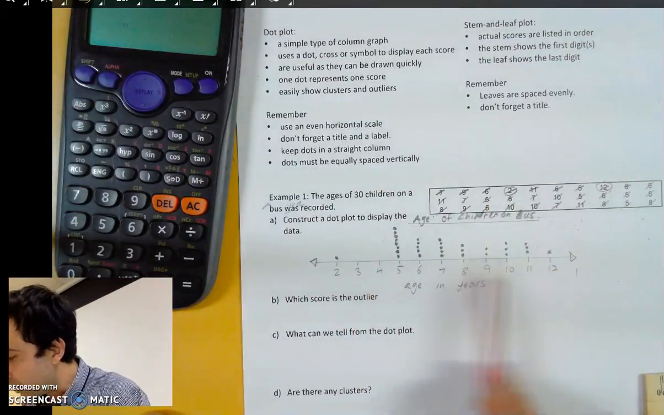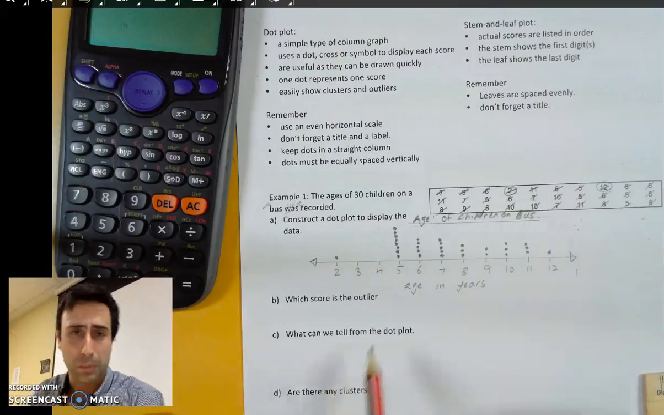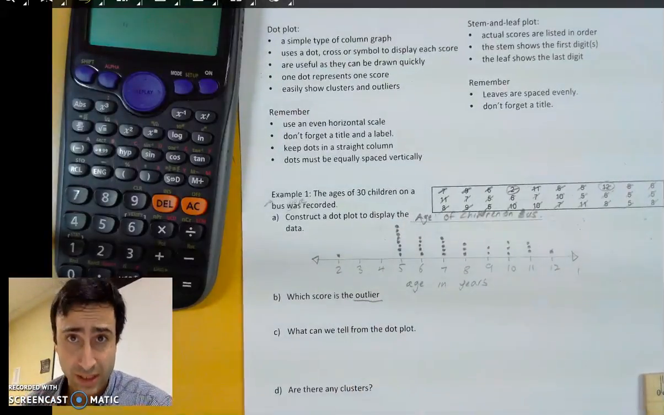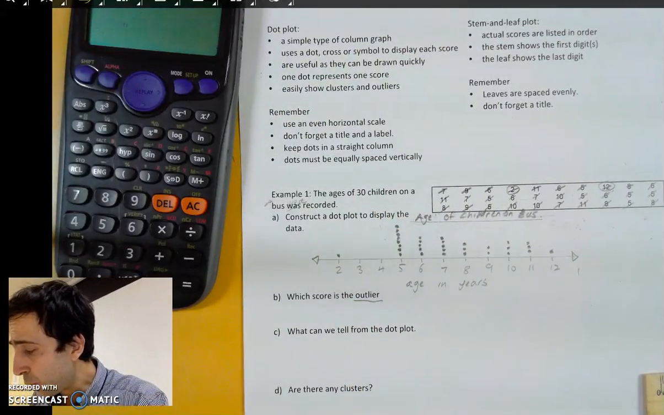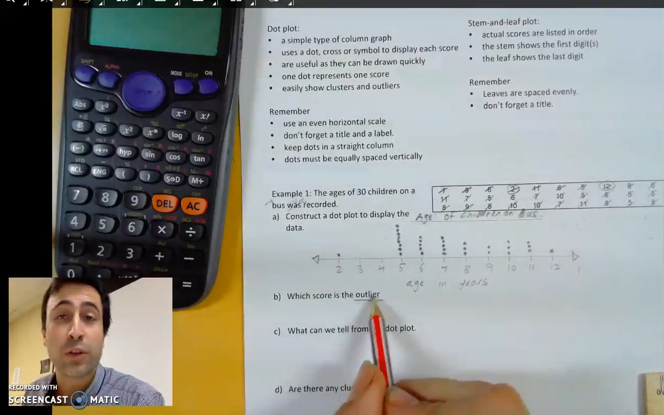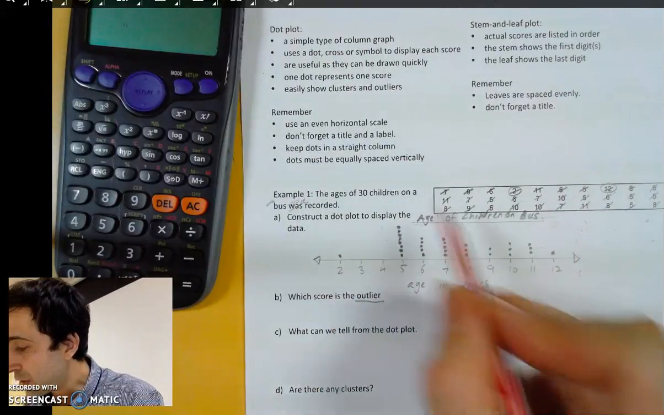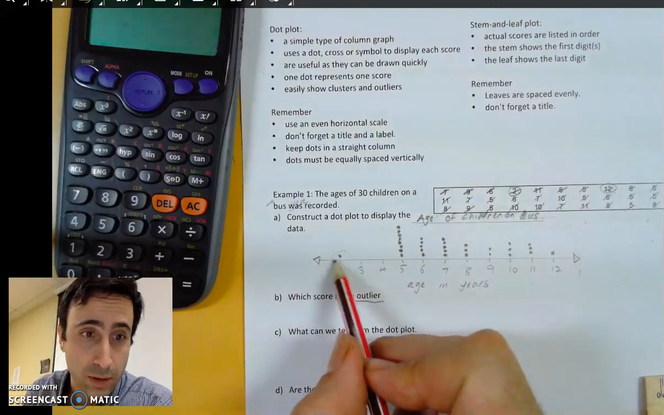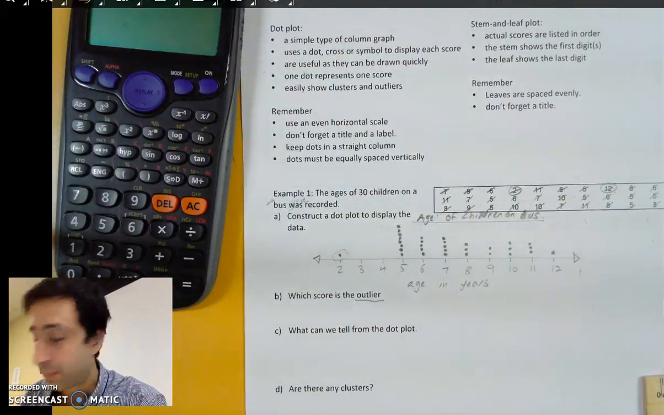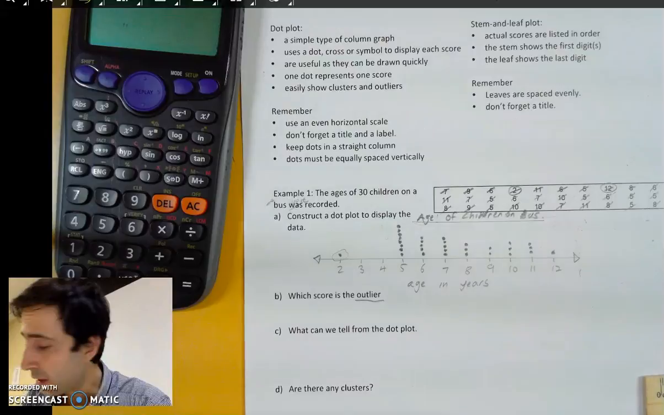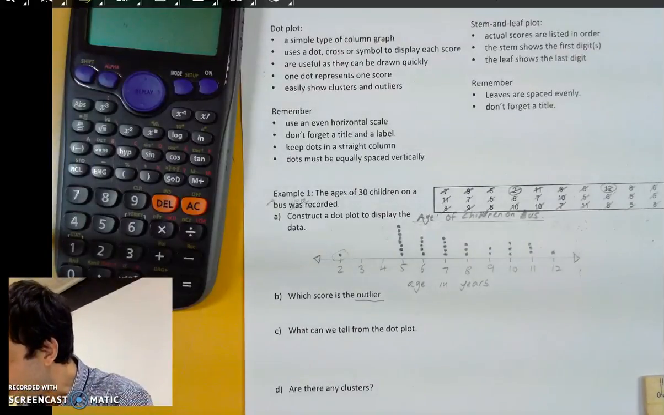Now the first question is, which score is an outlier? The word outlier really stands for itself. Which one lies outside of the group? And we see that there's one 2-year-old on the bus. I don't know what this 2-year-old's doing on the bus, but it is on the bus. And so which score is the outlier? The 2-year-old.